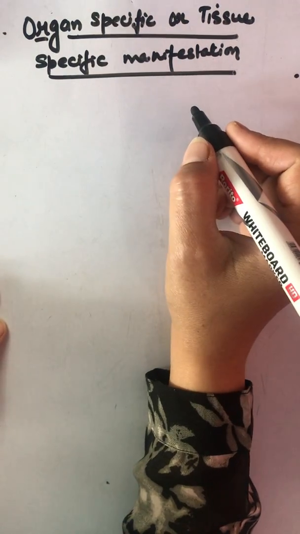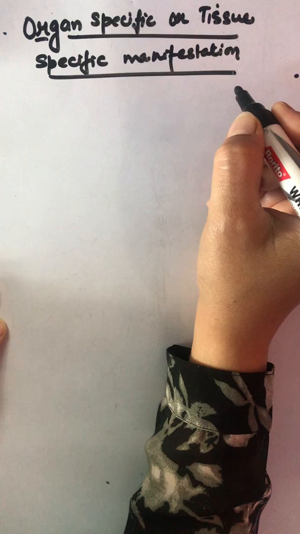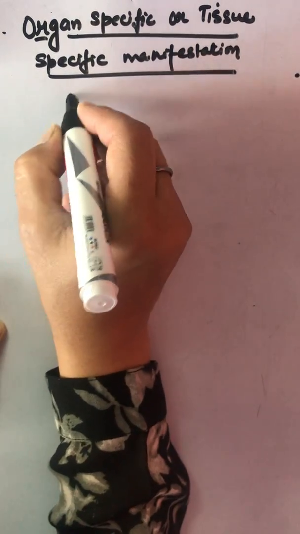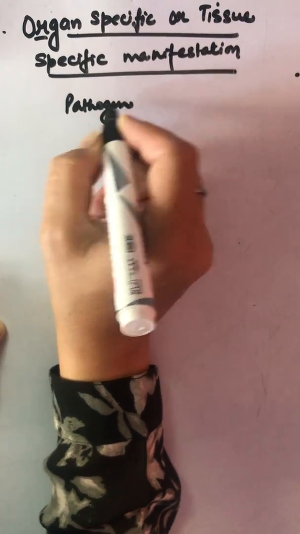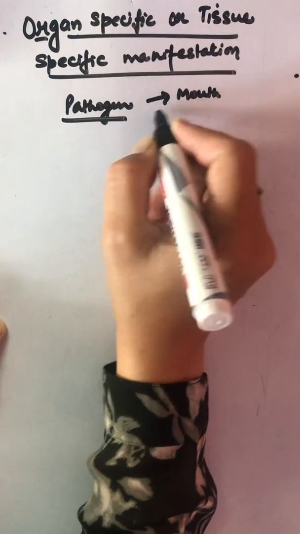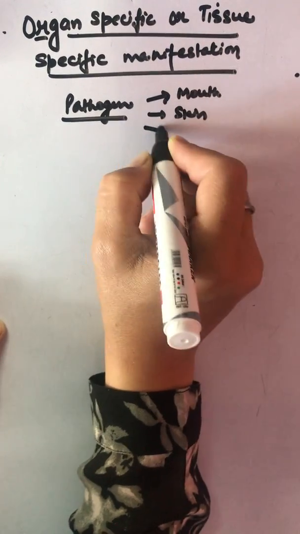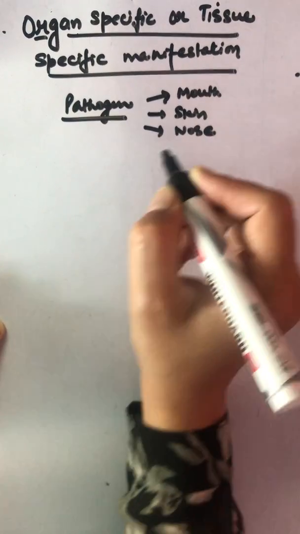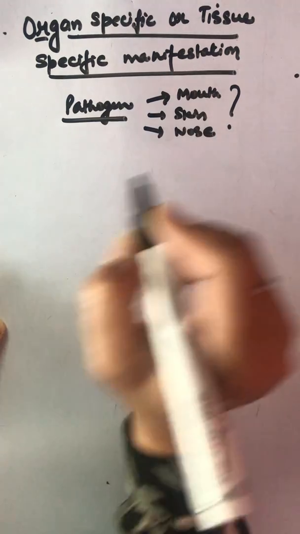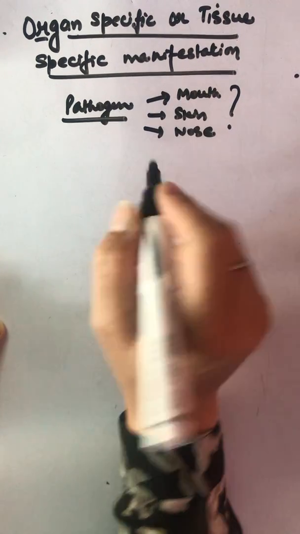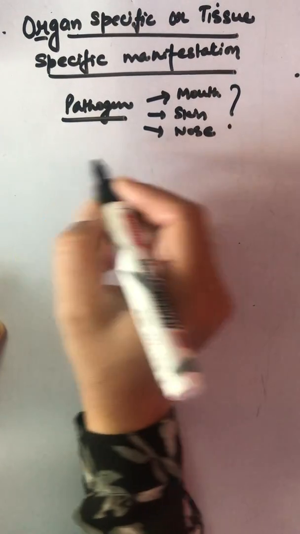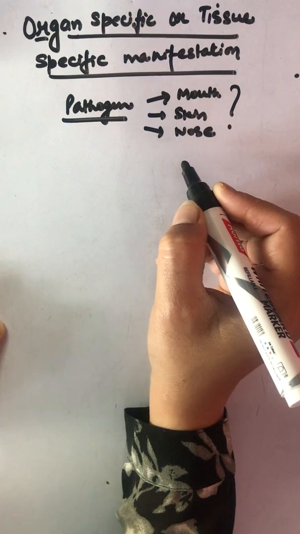Moving to next topic, organ specific or tissue specific manifestation. What does it mean? It means that a pathogen can enter our body from several places, may it be your mouth, may it be your skin, may it be your nose. Alright, and where do these pathogens go? Now the question is, where do they go? In most of the cases, the infection of tissues or organs depends upon the point of entry of the pathogen.